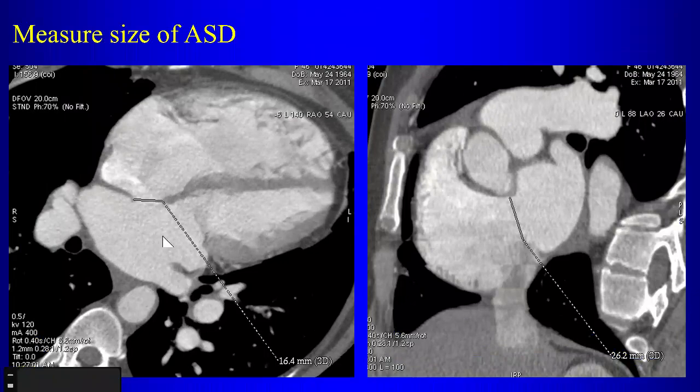So we need to evaluate not only the atrial septal defect, but also the size, because you have to determine that you have the right size device to go across. And also you need to evaluate the lips of the atrial septal defect to make sure that there's enough for the device to hold on to.